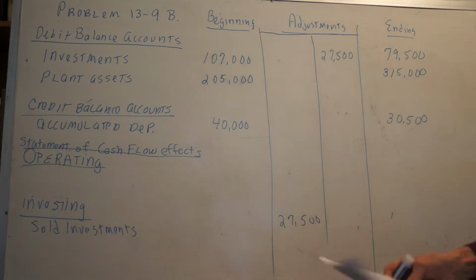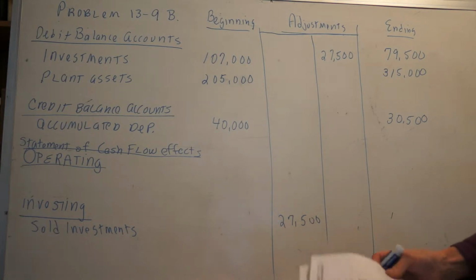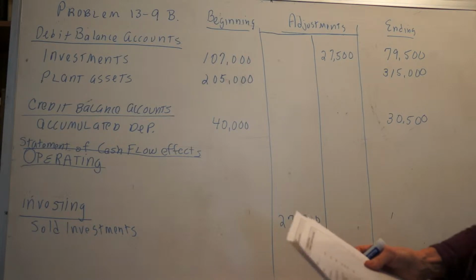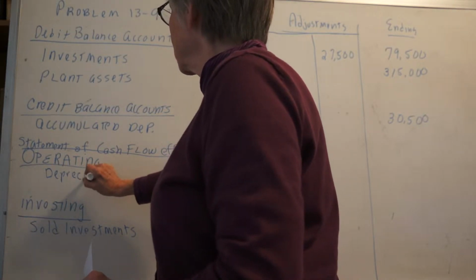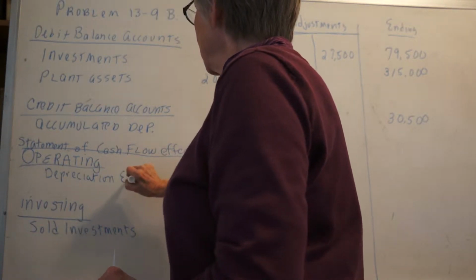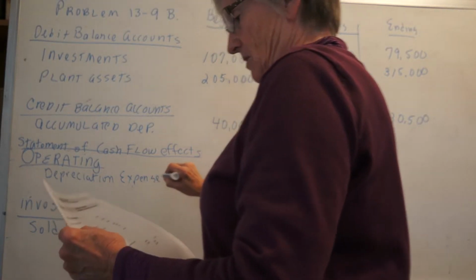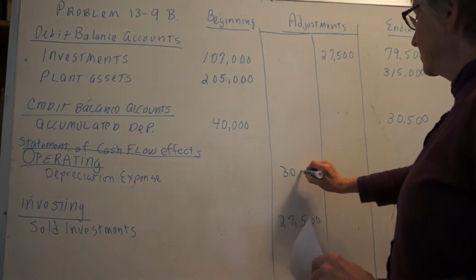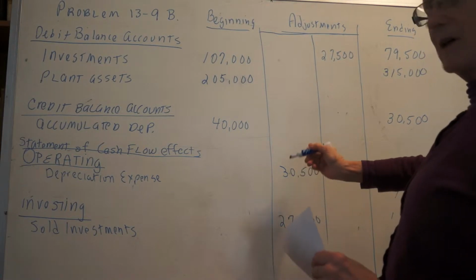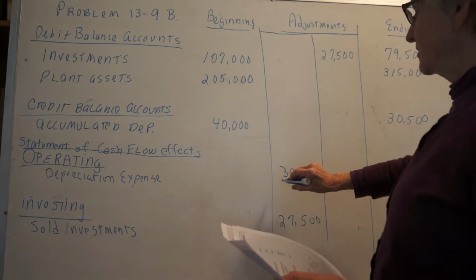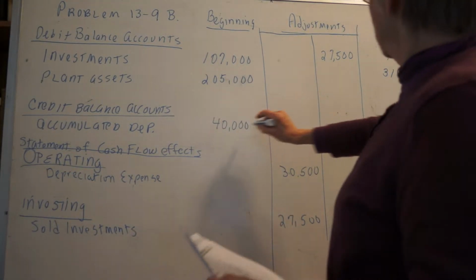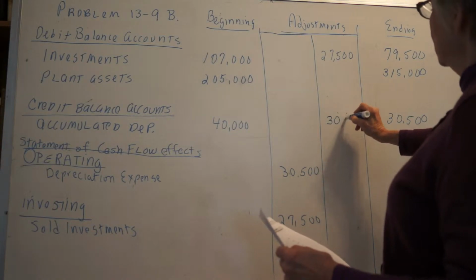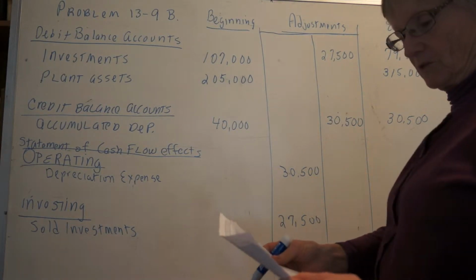Okay, now we come to the equipment, the plant and equipment, and it says depreciation expense for the year was $30,500. Well, we know depreciation expense goes in the operating section because it is an income statement account, and that's $30,500. That gets added back because no cash went out on that, and yet it was deducted from our net income to get at our net income amount. And then accumulated depreciation, that's the other side of that entry, would be credited for the $30,500.